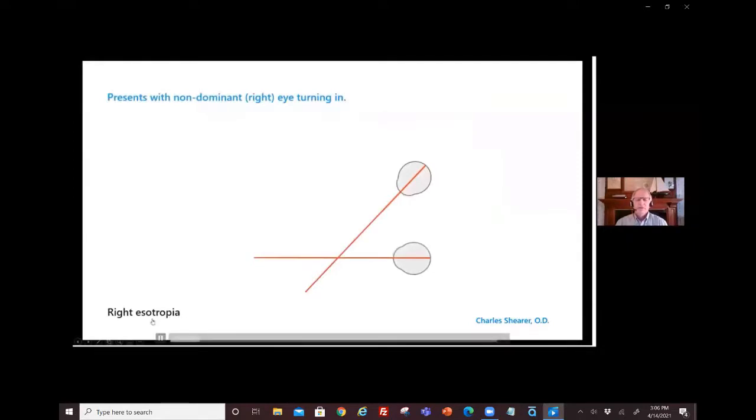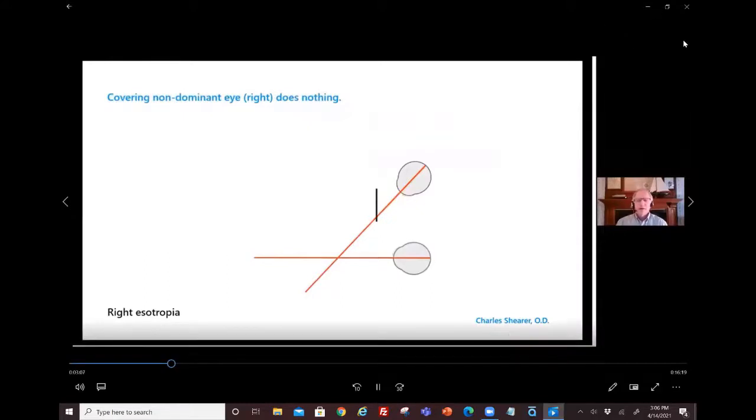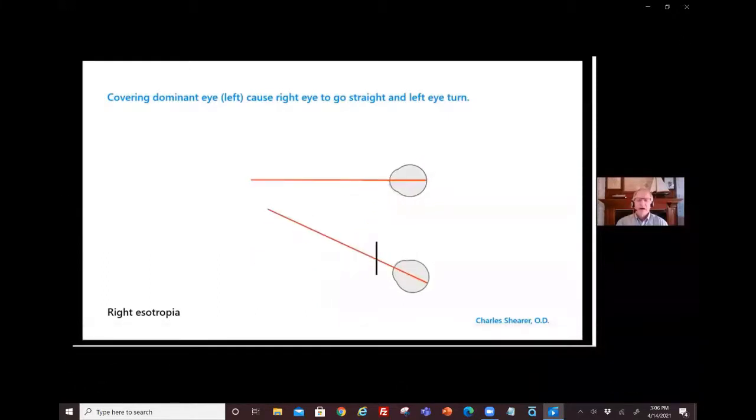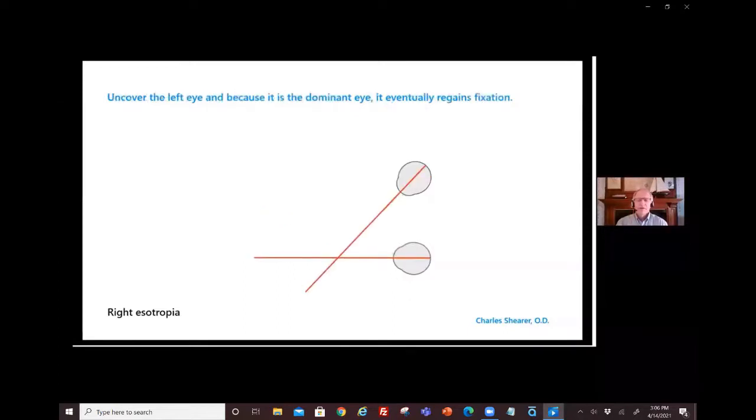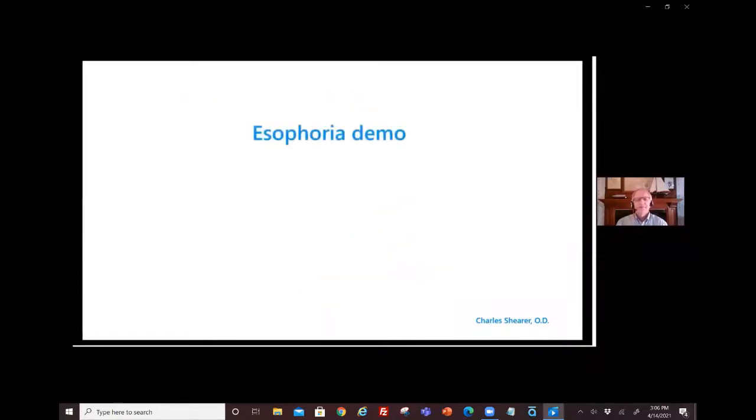When the patient walks in with an obvious eye turn, you suspect here a right esotropia. If I cover that eye, nothing happens. If I cover the other eye, the dominant eye, that eye will turn in, and the eye that was turned in previously goes straight. As soon as we uncover, it goes back to that normal position.